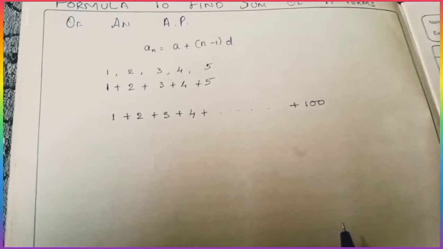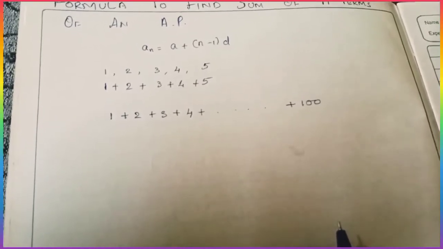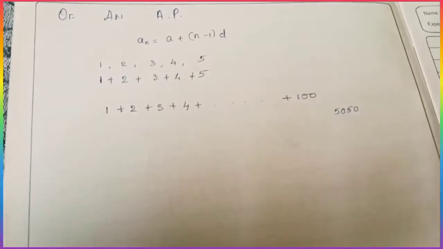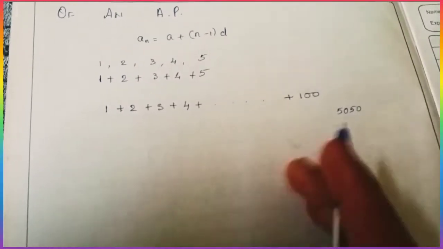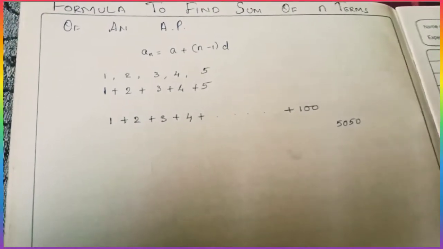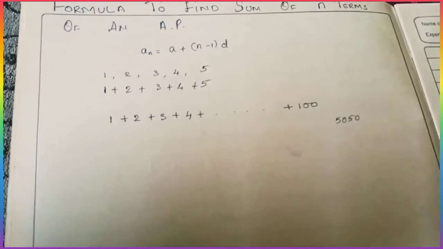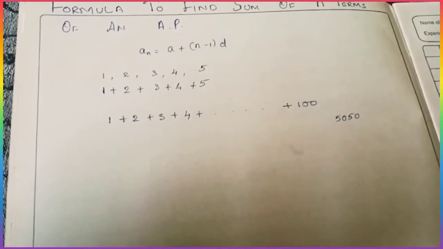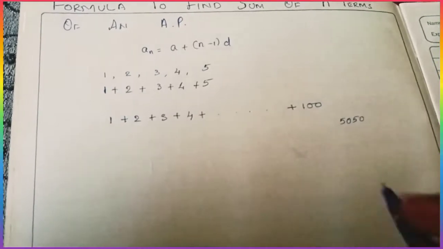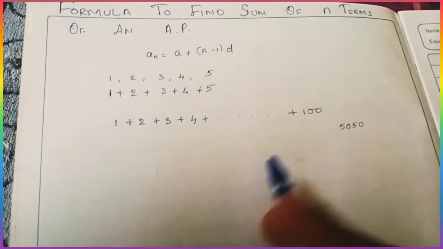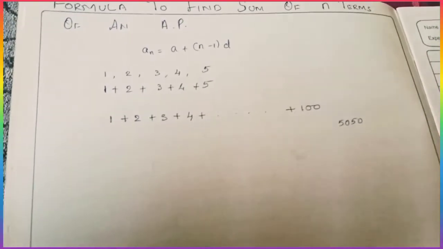And she went near a chair to sit. But suddenly one of the students in the class gave the answer as 5050. All the other students were surprised by the answer, and the teacher was also surprised, and she asked the student, how did you get this answer? So he showed a formula. We will learn that formula by using a simple sequence of an AP.